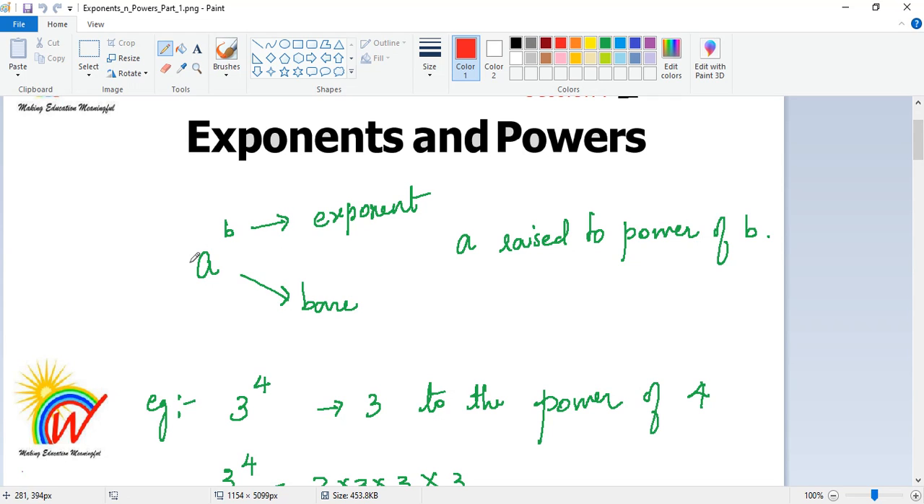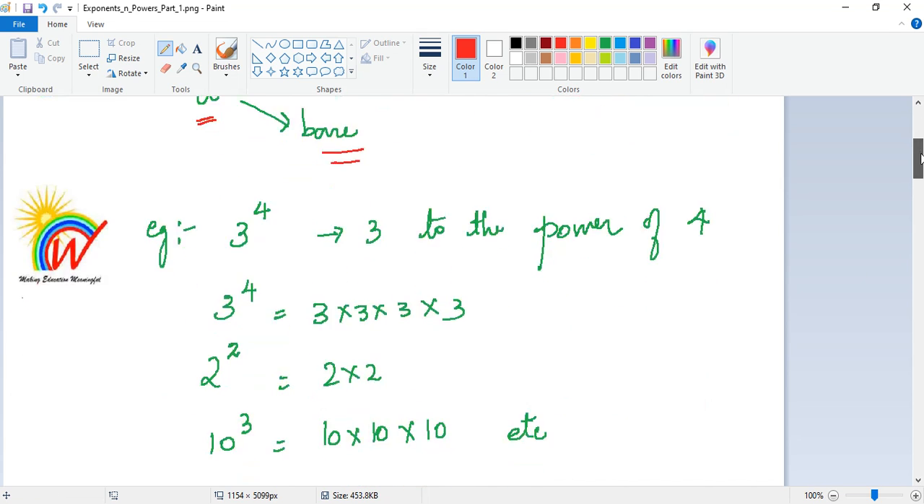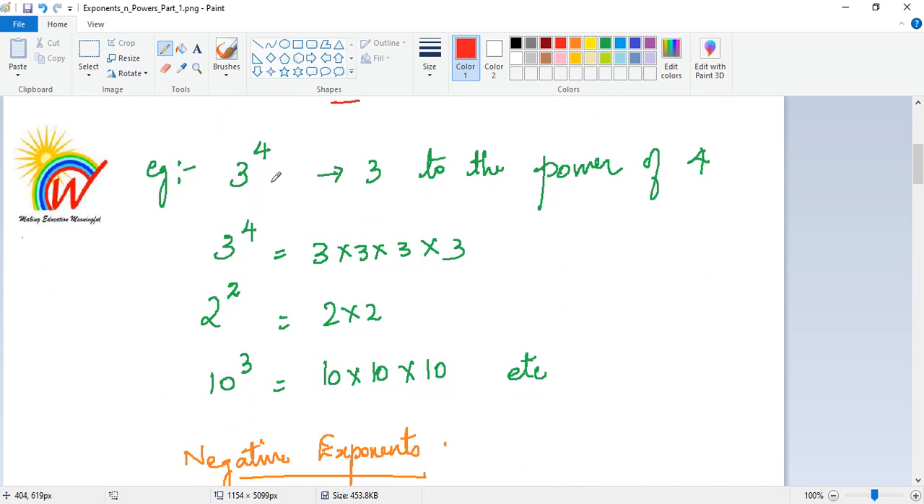So see, when you see a number like this, some number and another number written on top, okay? This number which is written on top is called the power or exponent, okay? And the number which is written at the bottom is called the base. Alright, and it's read as a raised to the power of b. So if you have 3 to the power of 4, it could be read as 3 to the power of 4.